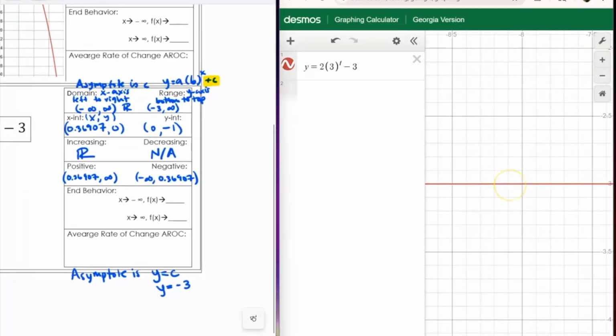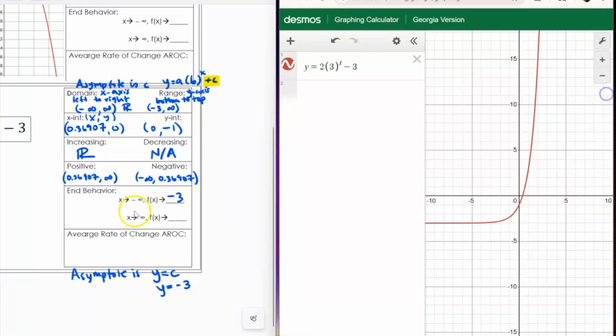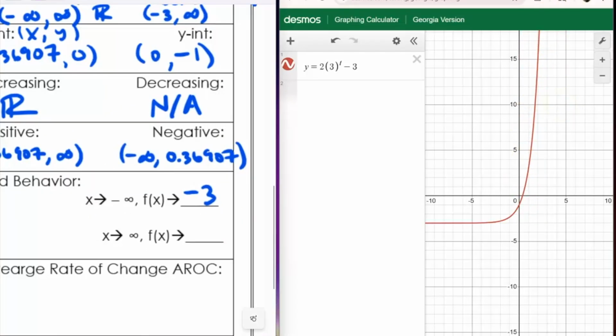So what does it do? It approaches -3. So this is how you read this. As x approaches negative infinity, as it goes towards negative infinity, f of x, my y, approaches -3. Now I'm going to do it the other way around, where as I go to positive infinity, so as my x value is going here, what is my y value getting closer to? And you can see that it's going to positive infinity.